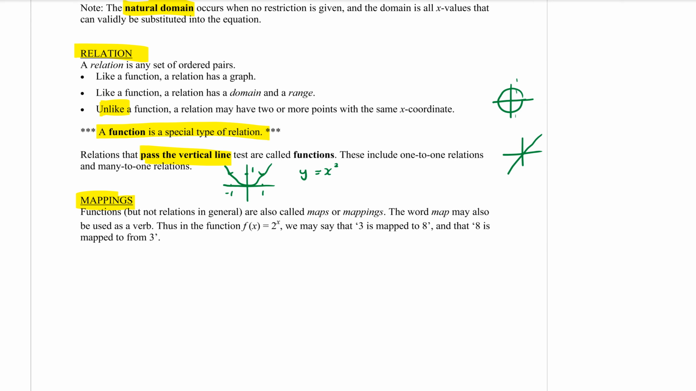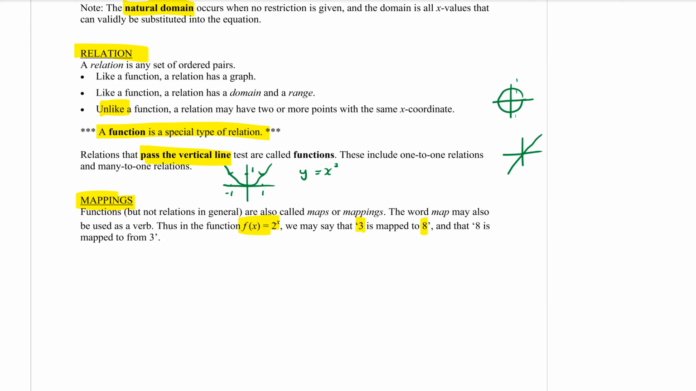Mapping, some more terminology that we need. Functions, but not relations in general, are also called maps or mapping. The word map may also be used as a verb. So, for example, if I have a function, f of x equals 2 to the power of x, I'm reading from the document here. If I sub in that x is equal to 3, okay, 2 to the power of 3 is 8, correct? So subbing in that x value of 3, I get 8.